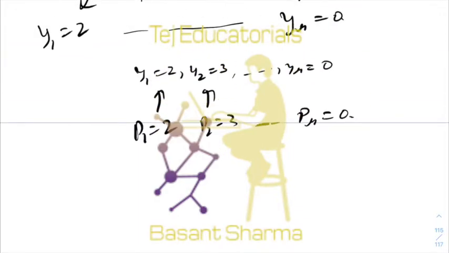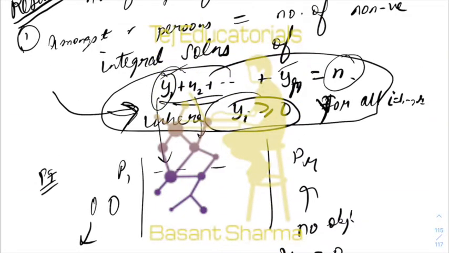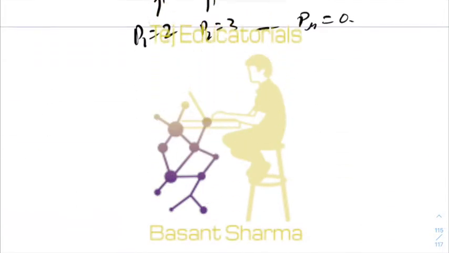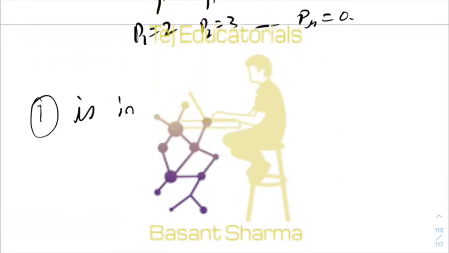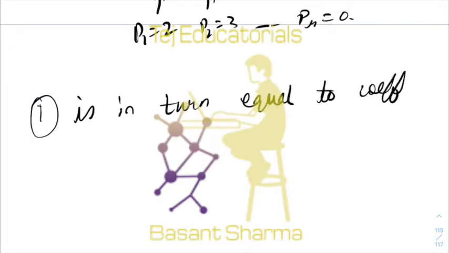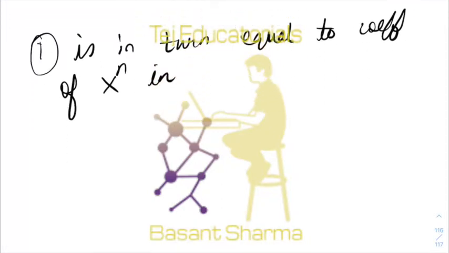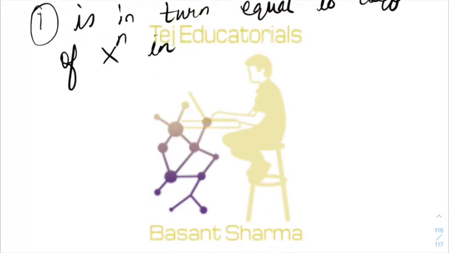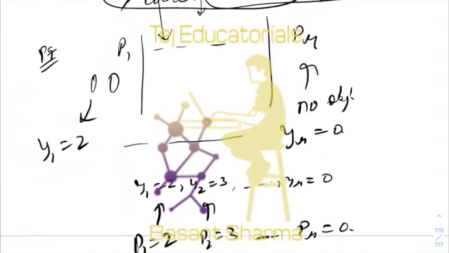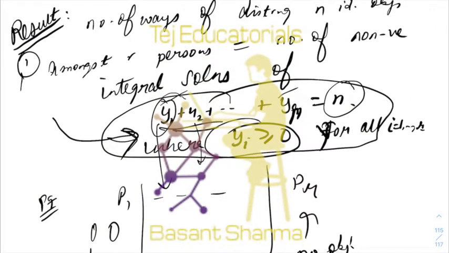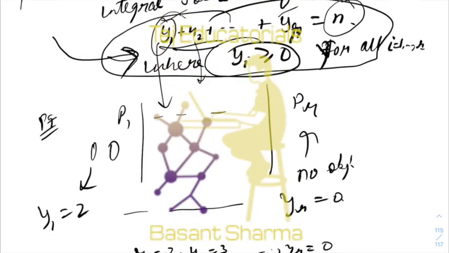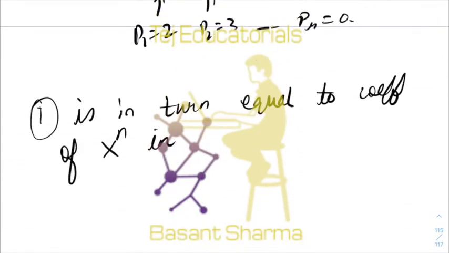Now this first thing is in turn equal to the coefficient of x to the power n in. Now what I am trying to say is that this value, the number of ways of distributing n identical objects amongst r persons, is the same as the number of non-negative integral solutions of this equation, which is actually n plus r minus 1 C r minus 1. This can also be obtained as follows.